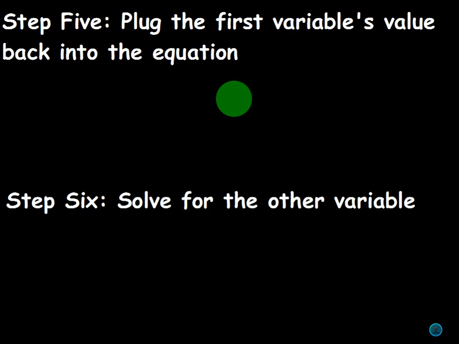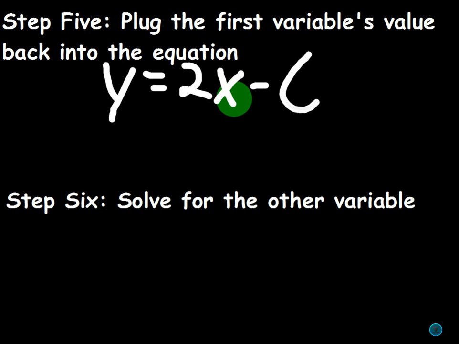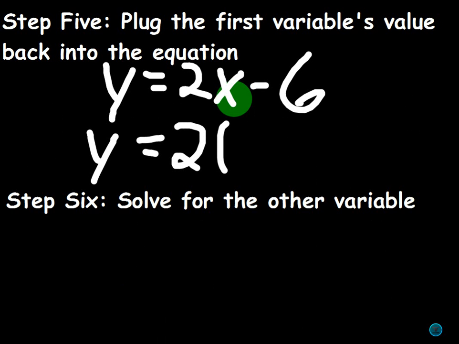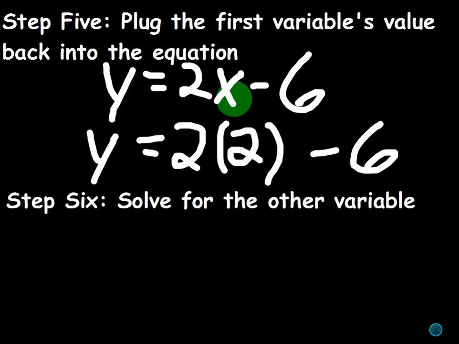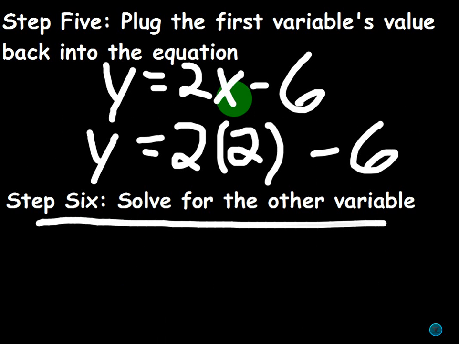Plug the first variable's value back into the equation. So you guys see how the top equation was y equals 2x minus 6? We're going to be plugging that x value in for x. What did we just get x to be equal to? 2. It's 2, okay. All right, so now we're going to solve for y.